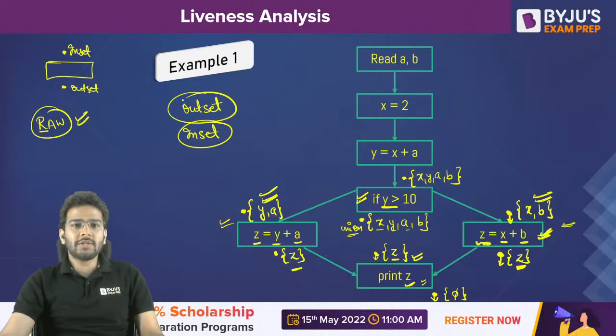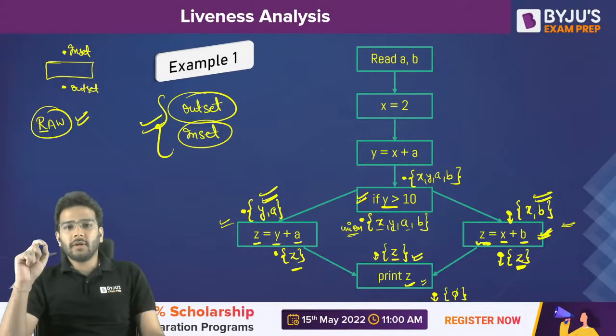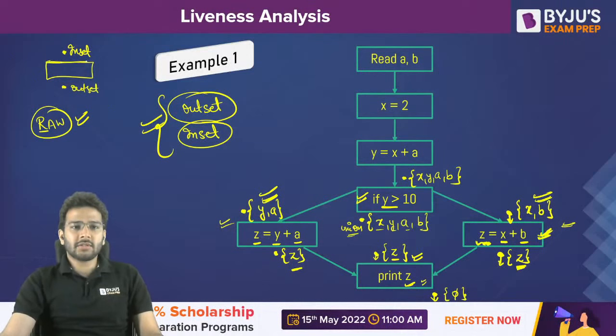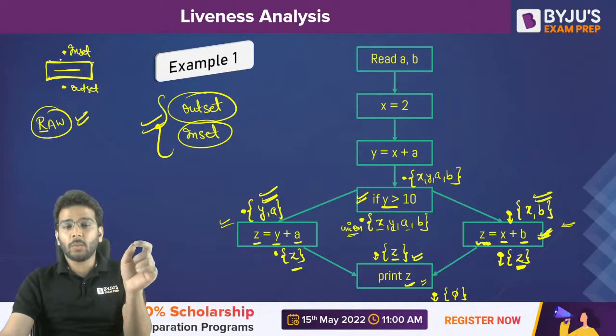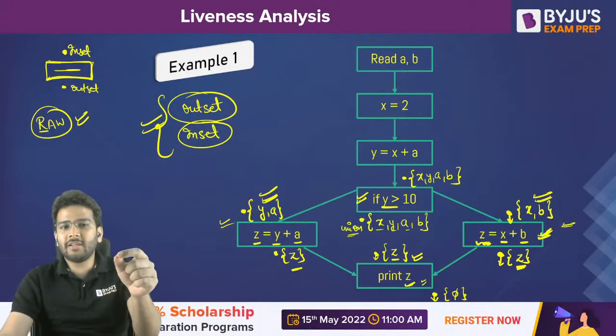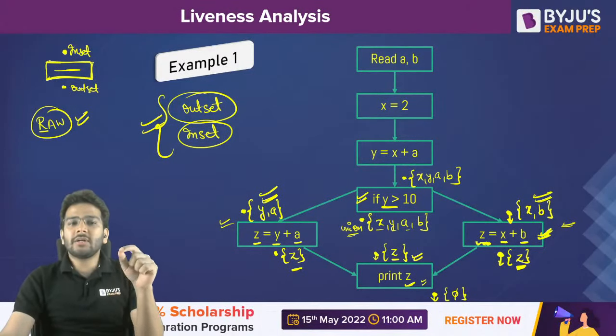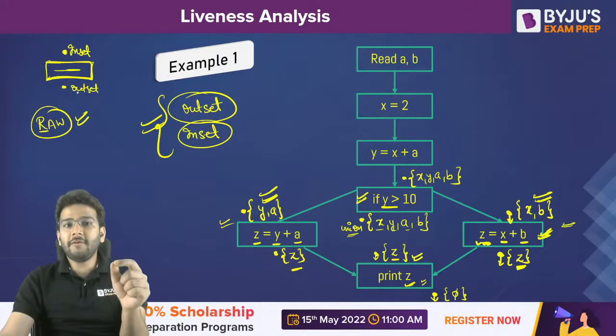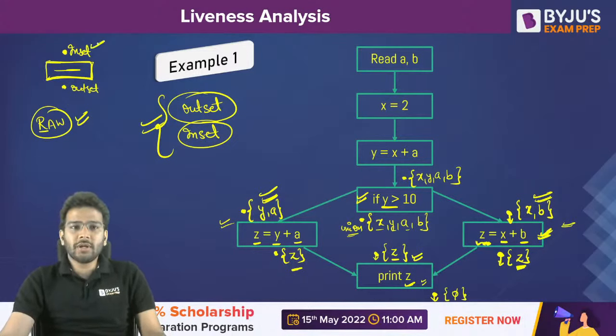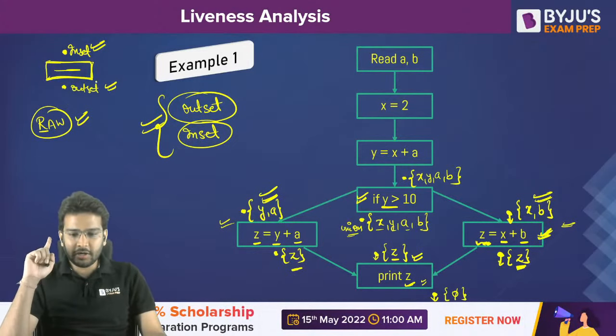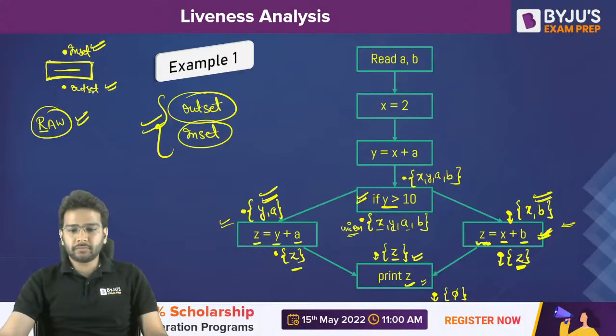Inset and outset, what is it? I explained this, Nishu. Inset, let's say for this statement, is a set which will contain all the live variables present at the beginning of this block. And what is outset? Outset is a set which is going to contain the live variables present just after the exit of this block. That is your inset and outset. Is it clear now, Nishu? And everyone else? Any doubt?